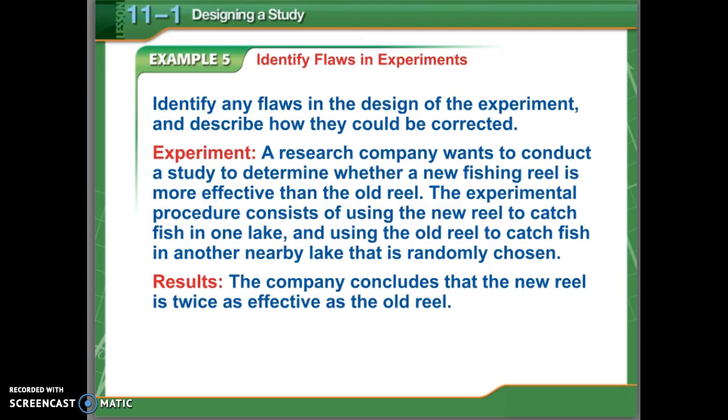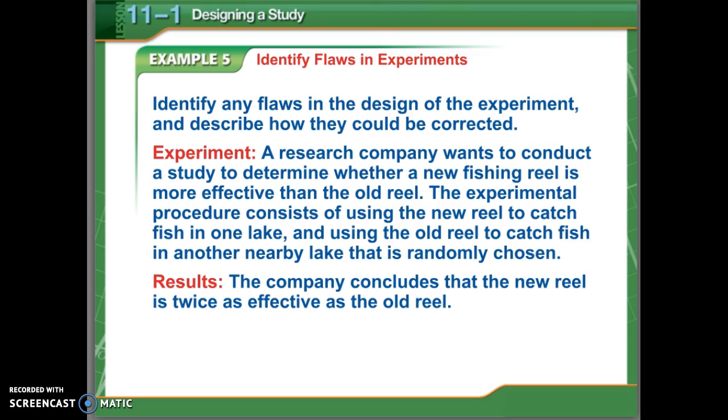We're picking up with example 5 out of Unit 5, Lesson 1 on designing a study. Example 5 is about identifying flaws in experiments. The directions say, identify any flaws in the design of the experiment and describe how they could be corrected.